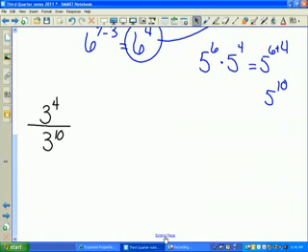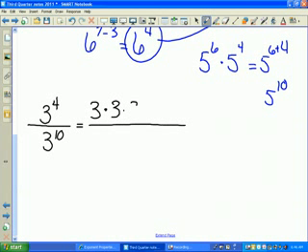So with this last one, I have 3 to the 4th divided by 3 to the 10th. So now we have the same base. We are dividing. That means we're going to have, if I do it the extended way, this base of 3 being multiplied by itself 4 times.